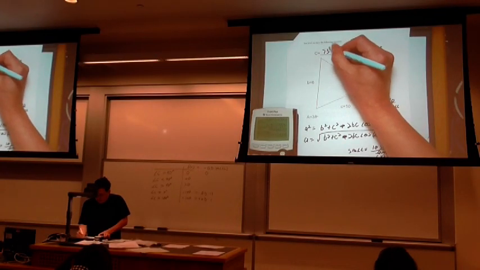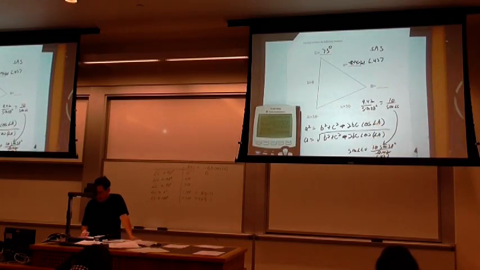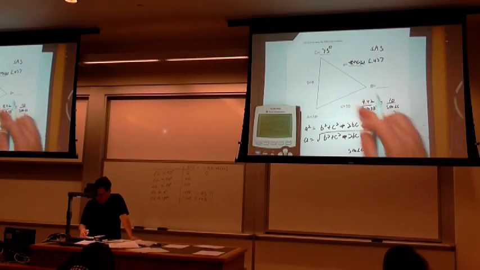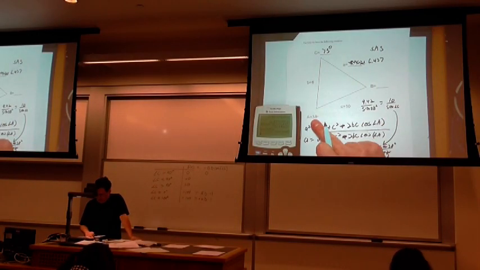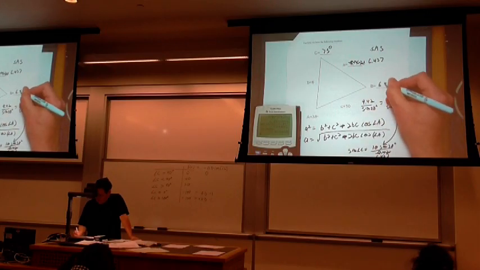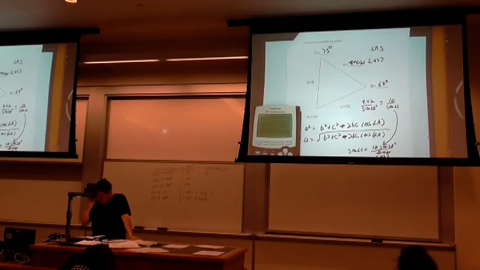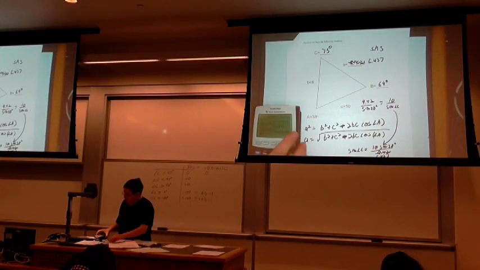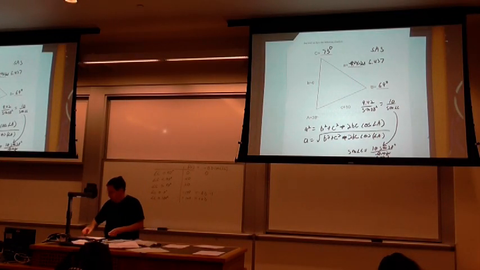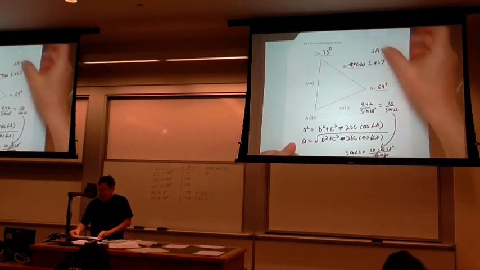So 73 degrees. And finally, how do we find the last angle the usual way? This is 111, so this should be 69 degrees. Okay, those are the two kinds of problems you're going to run into where the law of cosines is going to come in invaluable.